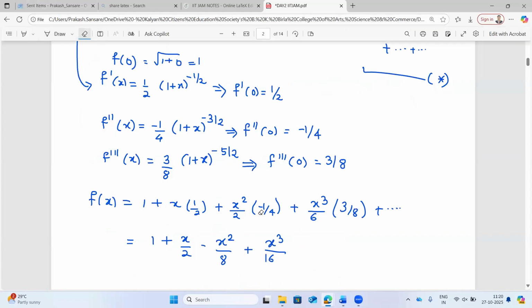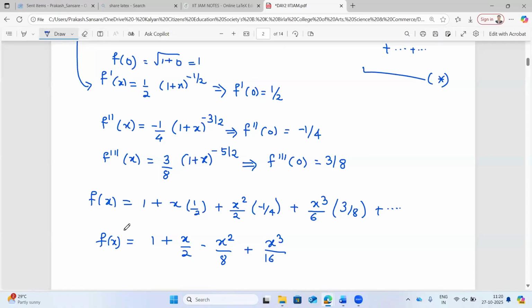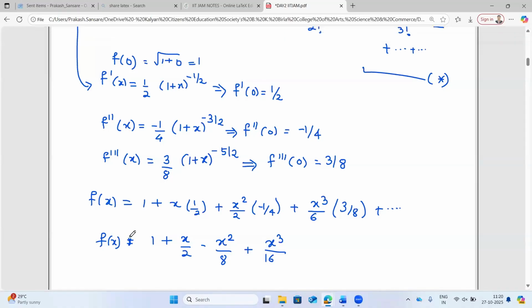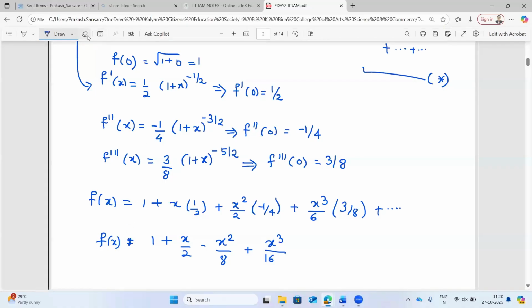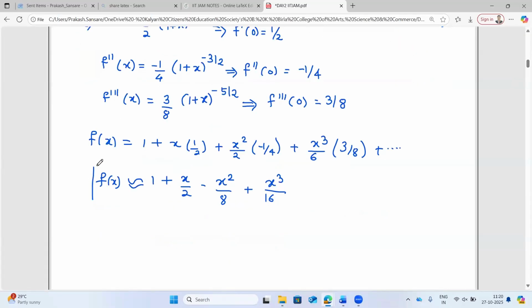So the Taylor series expansion of f of x up to power 3. Instead of equal to, I will have approximately. So I'll get the expansion up to third degree is this.